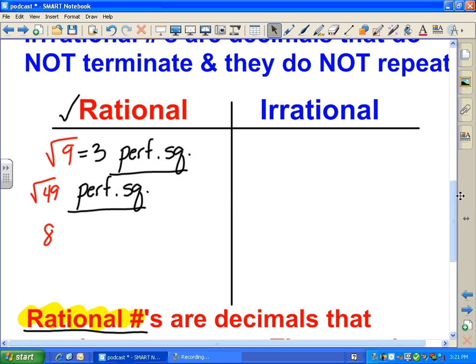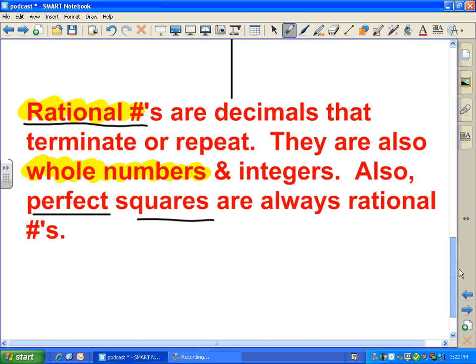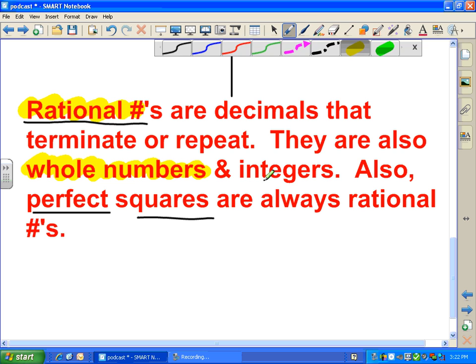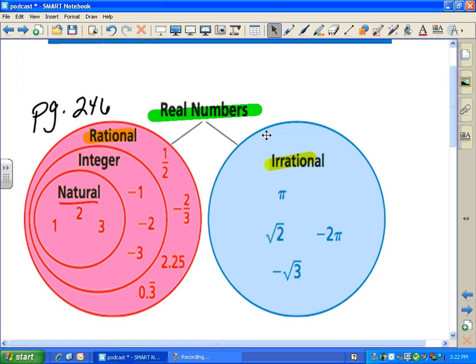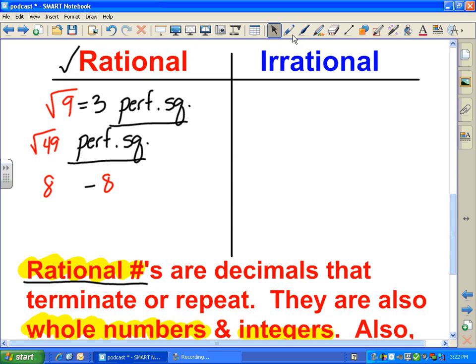All right. Let's say I add to the column -8. -8 is what we call an integer. By definition, rational numbers are always integers. If you come back up and look at the picture they have on page 246, integers, negative, positive numbers are always rational. What if I gave you the fraction 3/5?